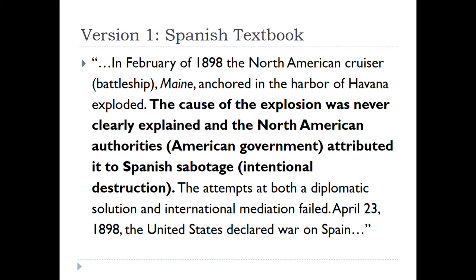This is a quote from a Spanish textbook talking about why this ship exploded. I highlighted in bold what they say. They say the cause of the explosion was never clearly explained, and North American authorities, the American government, attributed it or blamed it on the Spanish. They said it was Spanish sabotage. But the Spanish say, hey, we didn't do that. We weren't trying to pull the U.S. into this war. We had no reason to attack their ship. They're saying there's no explanation. Americans blamed it on Spain, but didn't have proof.